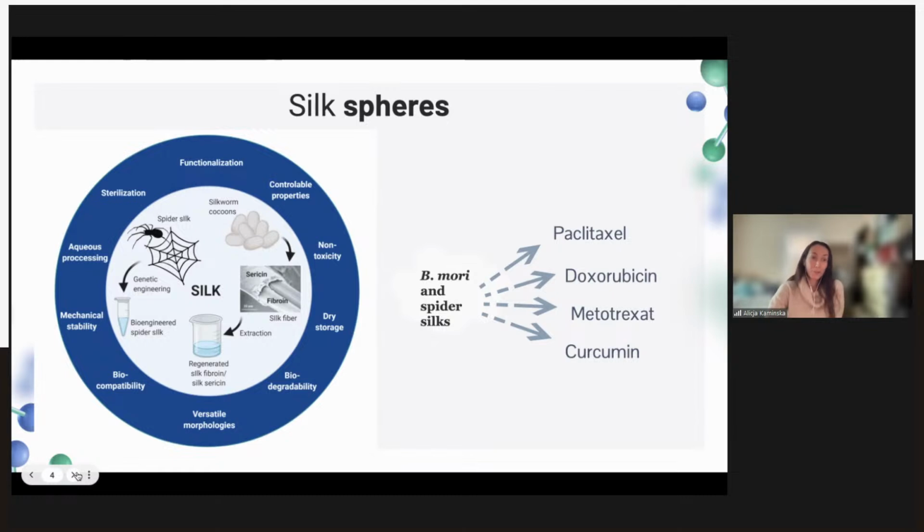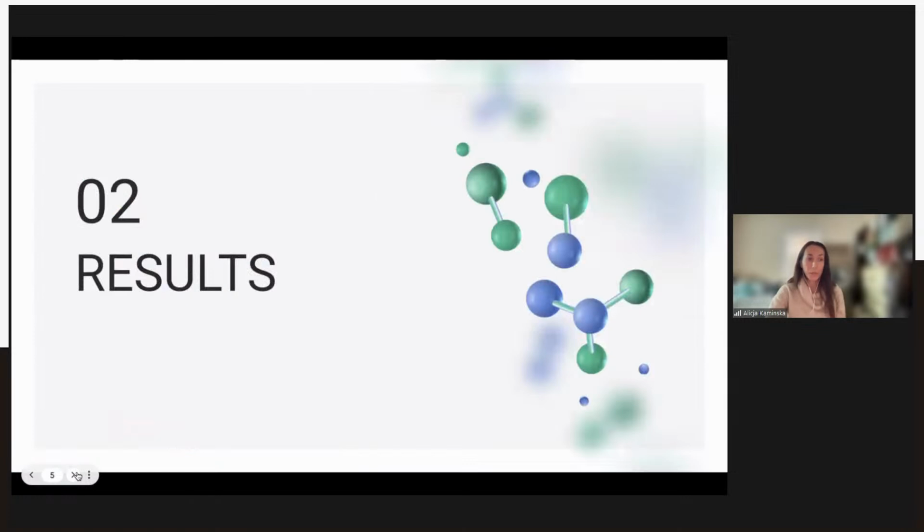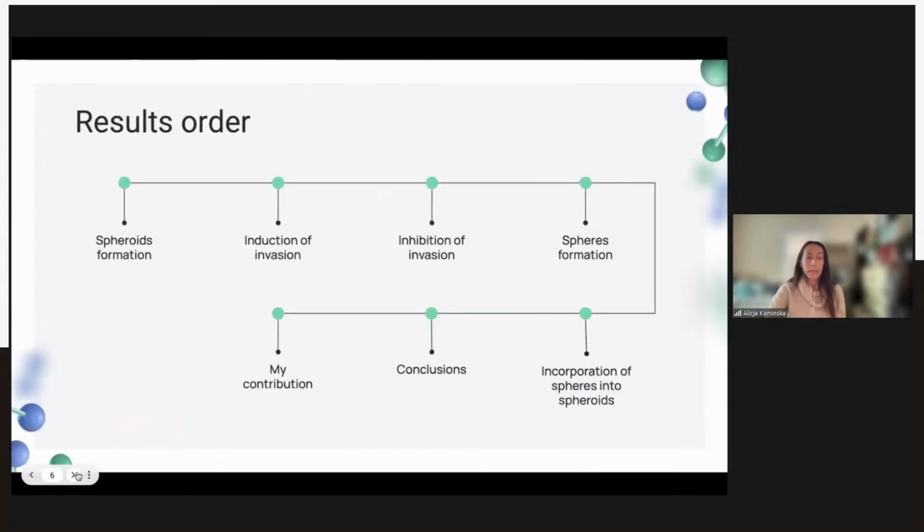This can be used to our advantage in our case, as degradation of silk nanospheres allows the release of drugs into the tumor microenvironment. And so far, as you can see on the right side of this figure, in the literature many chemotherapeutic agents were incorporated in spheres, like paclitaxel, doxorubicin, methotrexate, and curcumin. So now I will move to my results section. This is the order in which I will present my results.